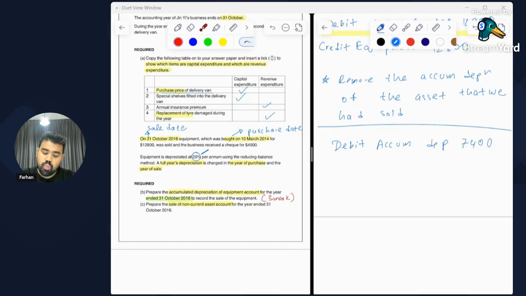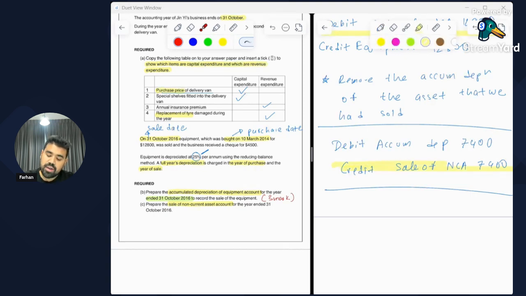And why are we removing this depreciation? Because we have just sold it, and therefore we would end up crediting the sale of the non-current asset account. Which means within the sale of non-current asset account itself, on the credit column, we will show 7,400. And our description for the cross-reference of the account would be the accumulated depreciation.